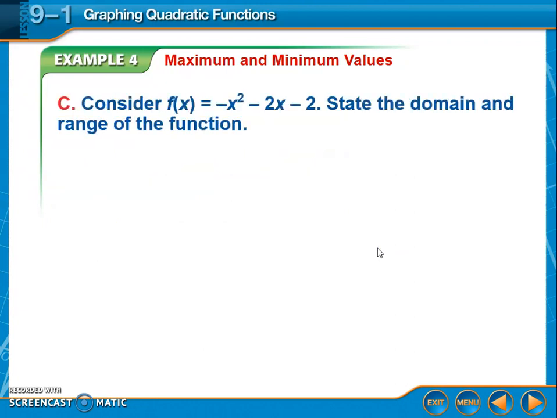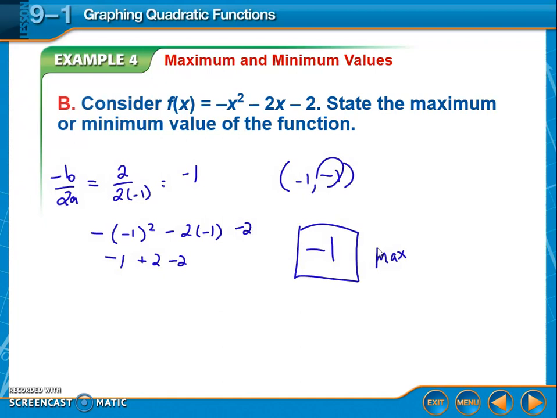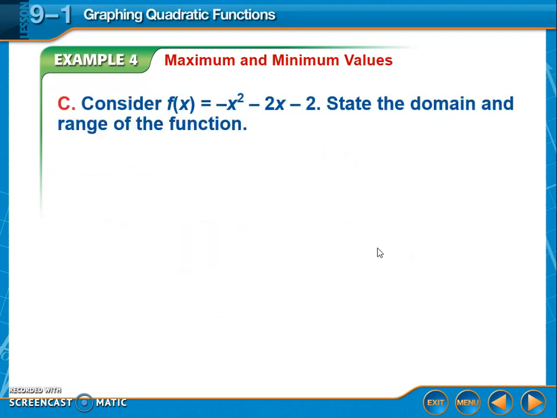Okay? If I have this one, I want to state the domain and range of this one. So if negative 1 is a maximum value for that, that means all of the other y values are going to be less than that. So I'm going to say my domain is always going to be all real numbers for parabolas. So my domain is all real numbers, but my range is going to be y values that are less than or equal to negative 1.